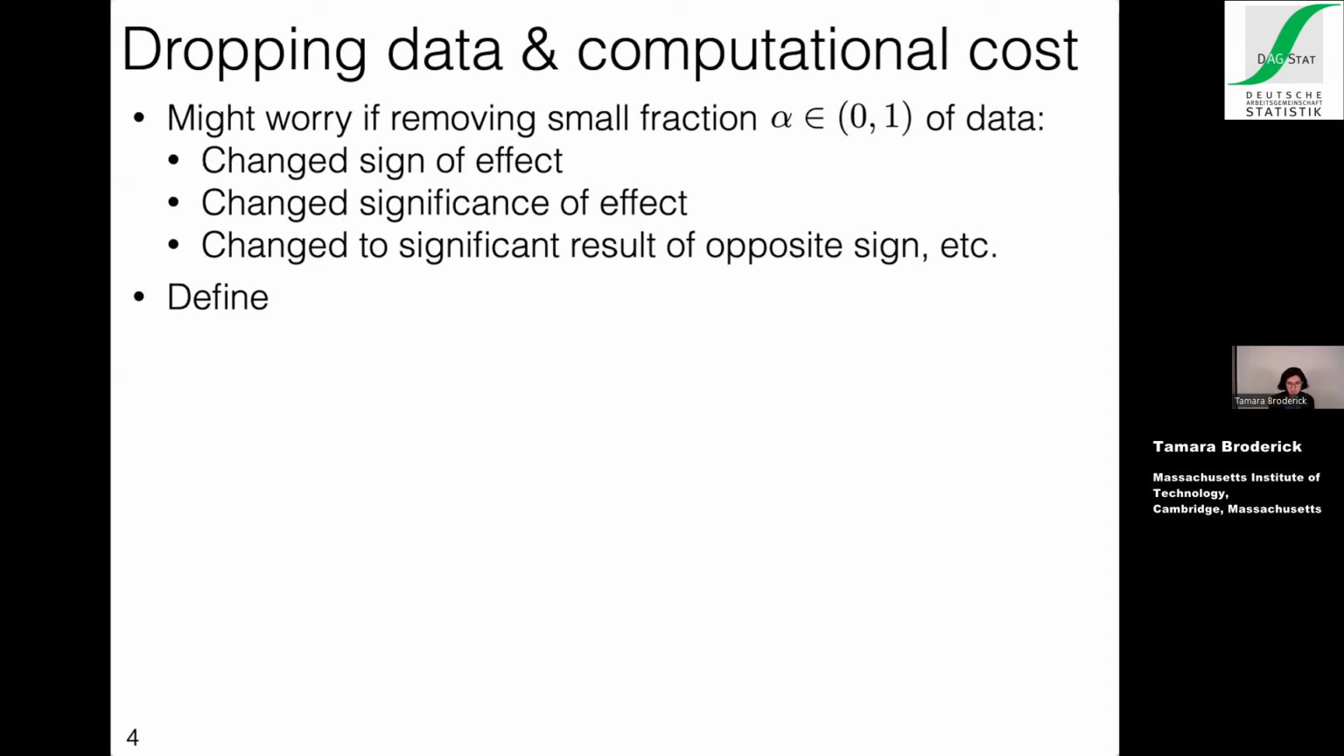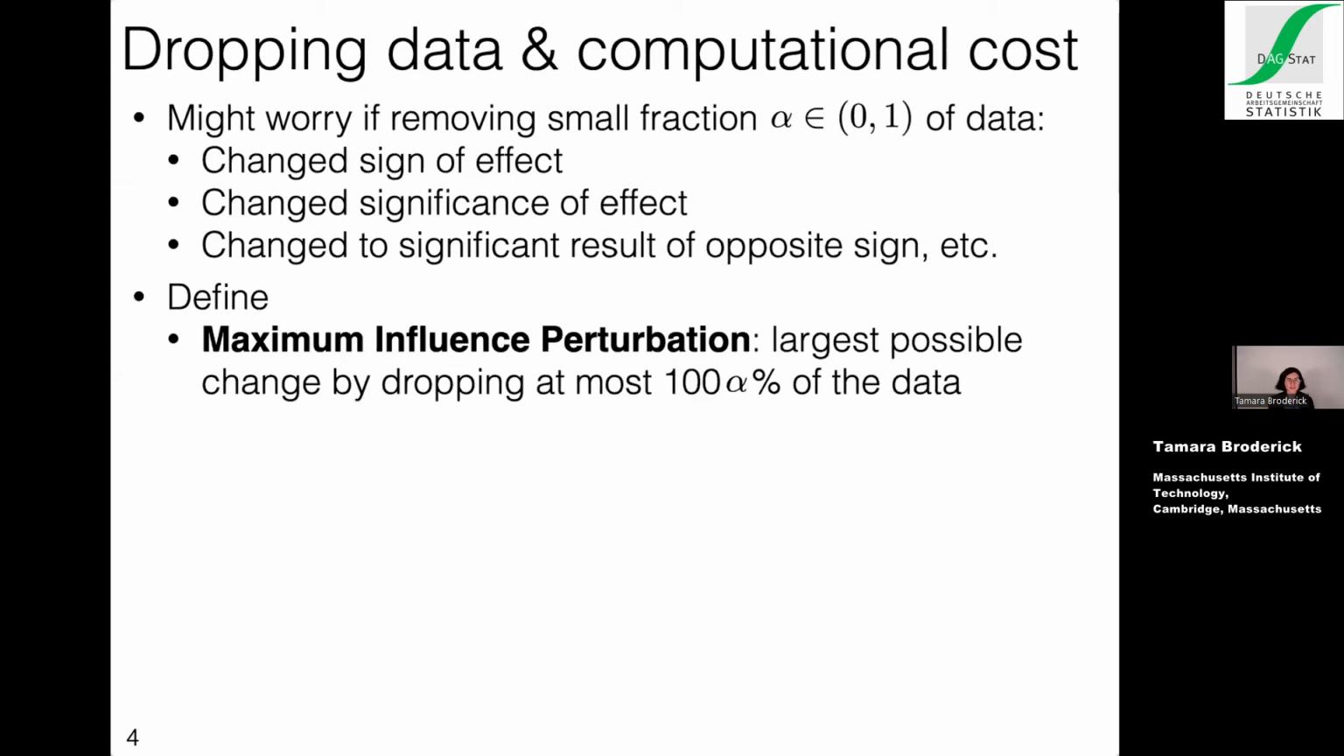So now that we have this conception of what we're trying to do with our study, let's define what we're going to call the maximum influence perturbation. What's the largest possible change that we can make by dropping at most 100 alpha% of our data? So for instance, if I'm concerned about dropping some small fraction alpha of my data, I want to know, is it going to change my conclusion? I might ask something like, how much could I change my effect size by dropping alpha fraction of my data? And then I could ask, was it enough to have changed, say, the sign of the effect, if that's what I cared about?